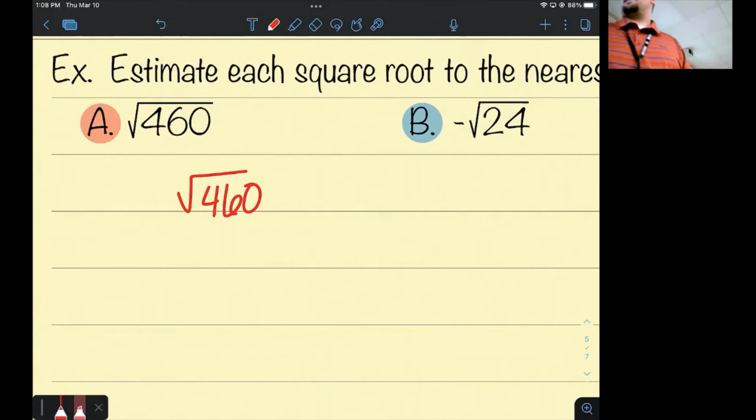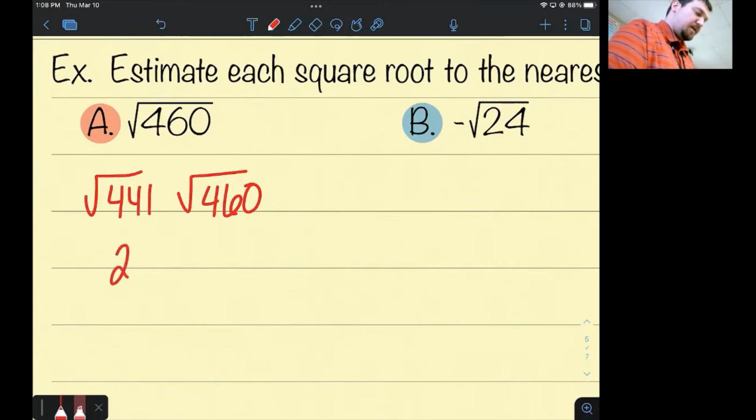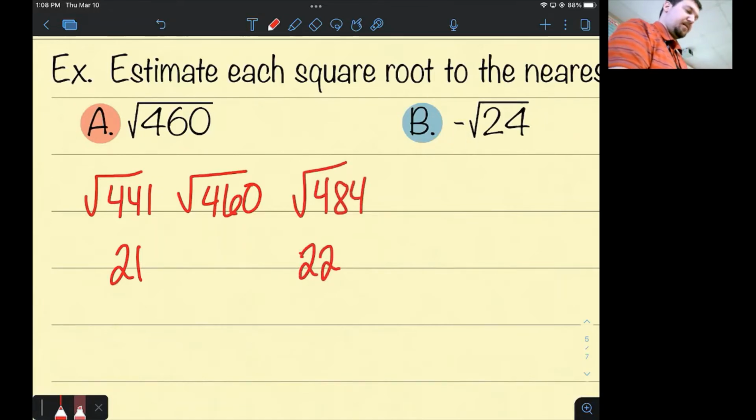I do have a list of people that have already done it. Lucy was one that did it today. Lucy, can you tell me perfect squares? What's the one that's right before 460? 441, which you said was 21. All right, so 21, which means the next obvious one's 22. Jimmy, what's 22 squared? 484. So those are the two perfect squares it's between.